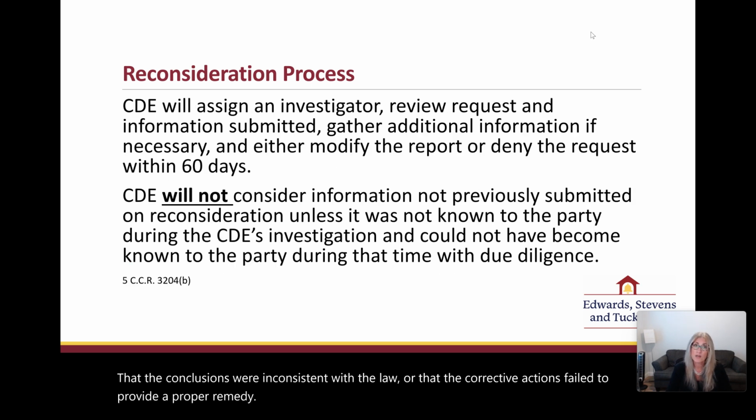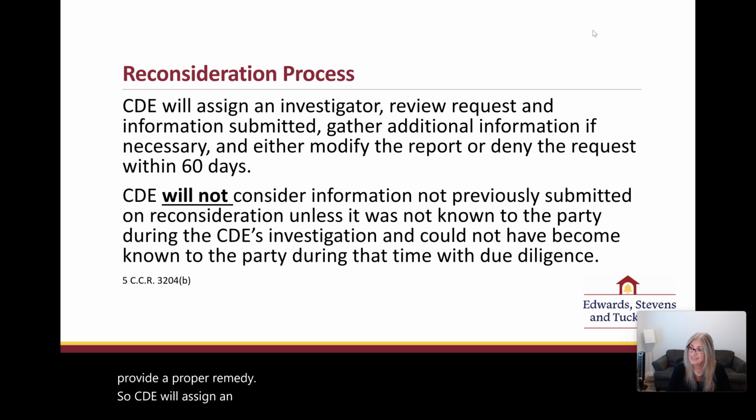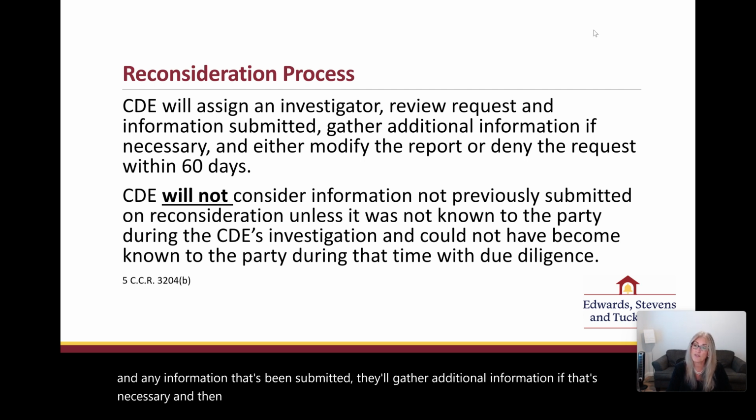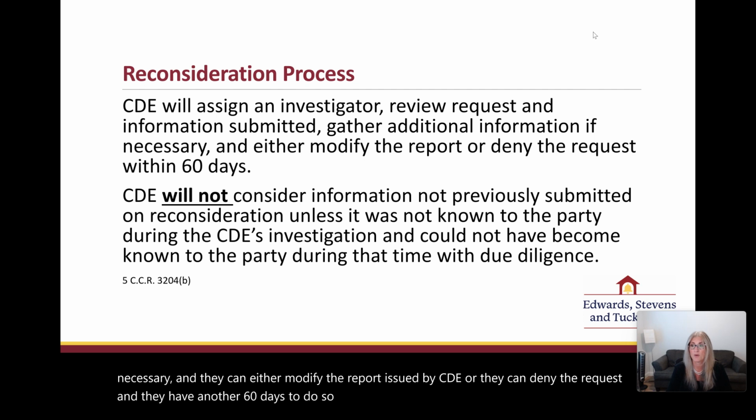So CDE will assign an investigator again in this reconsideration process to review the request and any information that's been submitted. They'll gather additional information if that's necessary, and they can either modify the report issued by CDE, or they can deny the request, and they have another 60 days to do so from the time that that request for reconsideration is submitted.